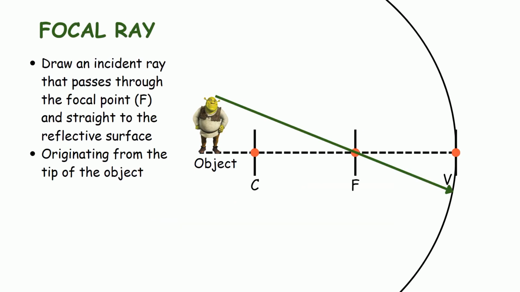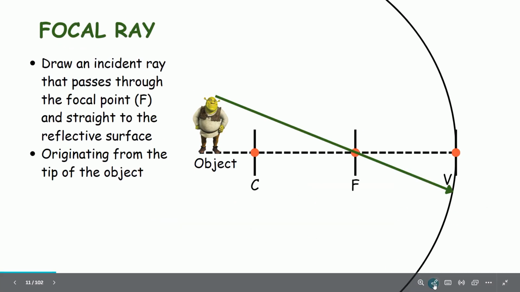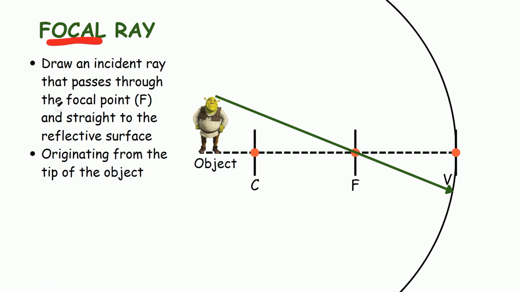And then we have the focal ray. So sa panganian na focal ray. Draw an incident ray that passes through the focal point and straight to the reflective surface. So basically, imo ra ni iigo ang F, nya draw ka nga raog line originating from the tip of the object to the F.